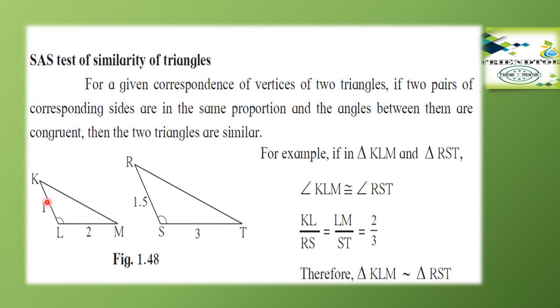And angle KLM is equal to angle RST. If we have two pairs of sides in the same proportion and one pair of angles congruent, then we can say that the triangles are similar. So this is the second test, because the AAA and AA tests are one and the same.